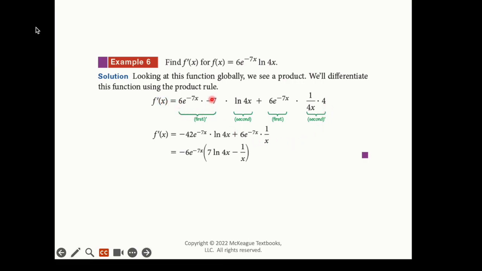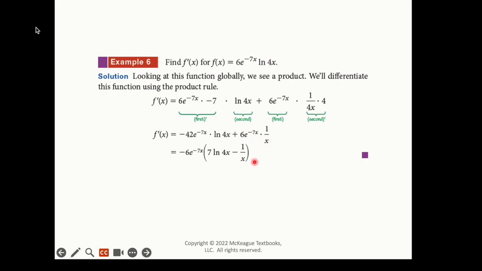Now, this 6 and this negative 7 can multiply to give me a negative 42, and then I carry down the e to the negative 7x times natural log of 4x. Carry down the plus. This 4 and this 4 will drop out. 4 over 4 is 1, and we don't need that. So, and then I have 6 upstairs still, and I have an x downstairs still. And I'm going to carry down the e to the negative 7x.